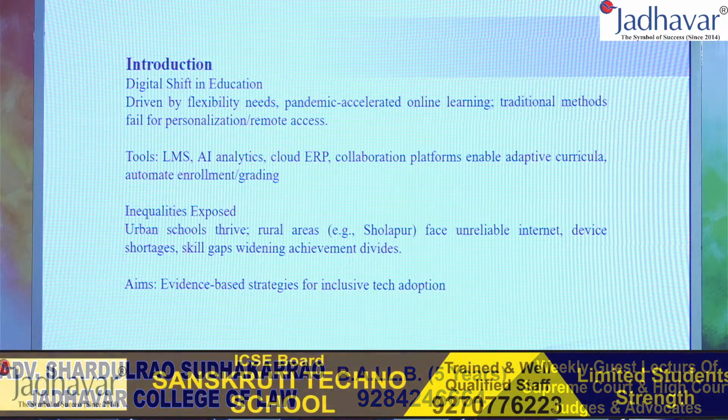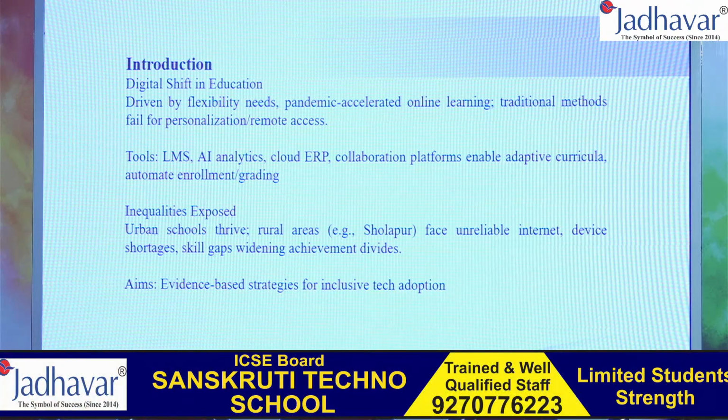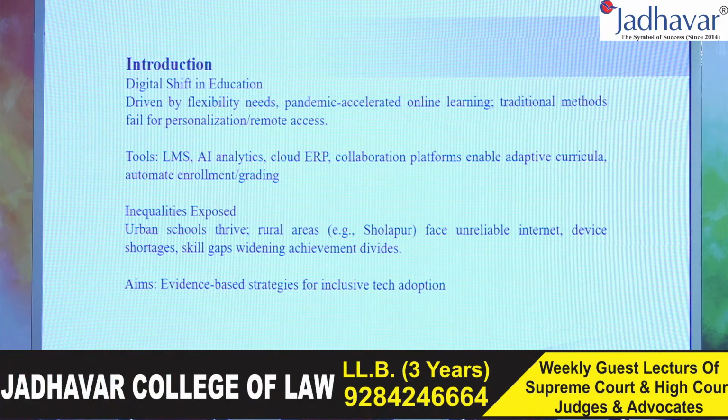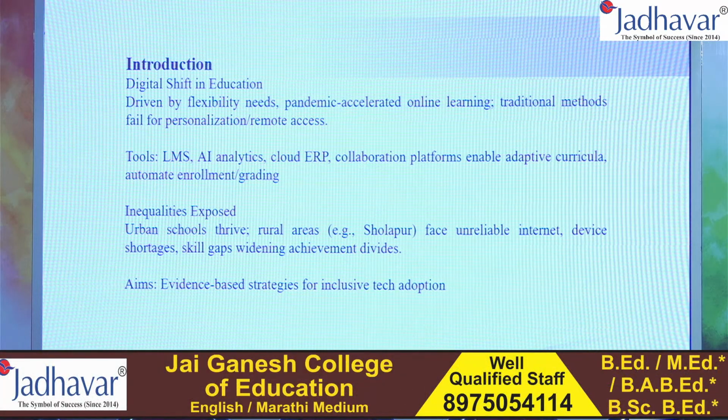The inequality exposed is that urban schools thrive, while rural areas do not. Urban schools do very well and rural areas, that is Solapur, face unreliable internet, device shortages, skill gaps, and widening achievement divides. The aim is evidence-based strategies for inclusive tech adoption.